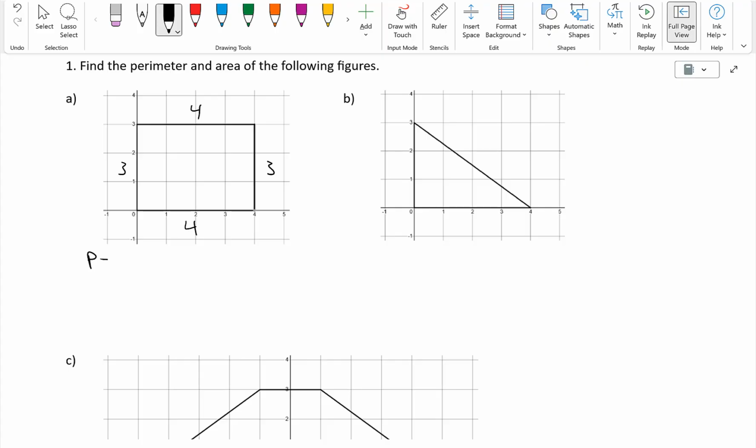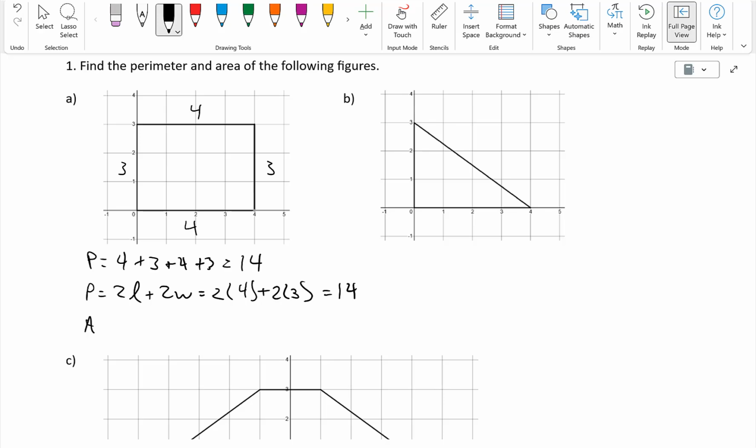So if we do our perimeter, we can add our 4, our 3, our 4, and our 3, which gives us 8 and 6, so 14. And we remember, hopefully, for a rectangle, our perimeter is 2 times the length plus 2 times the width. So we could also have done this with a 2 times 4, say, and a 2 times 3. So 8 and 6 there would still give us 14.